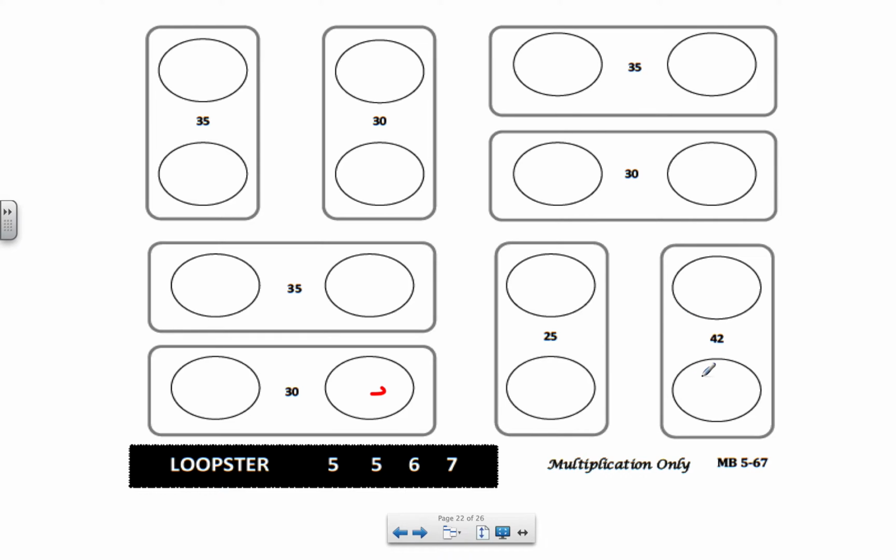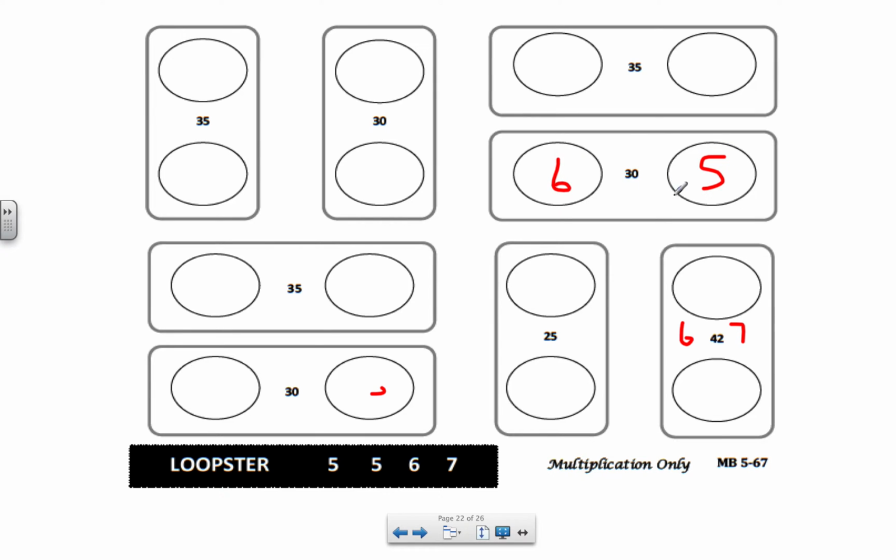What 2 numbers make 42? Well, look down here. 5, 5, 6, 7. It's got to be 6 and 7. Now, I don't know which way they go, so I'm just going to put my 6 here and my 7 here. Let's go up. What makes 30? Well, definitely 5 times 6. But if I look in my last column, I'm already using my 6 down here, so this can't be 6. This has got to be the 5.